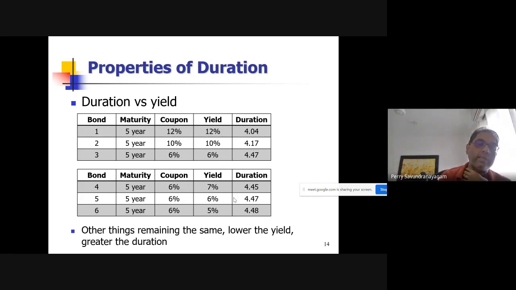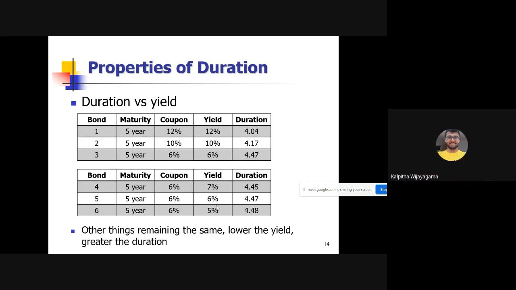Because then you can decide. Even though it's the same maturity, same bond, same coupon, same everything, the market yield has picked up. Because the market yield has picked up, you can buy it and your duration will actually be less because your yield is high.